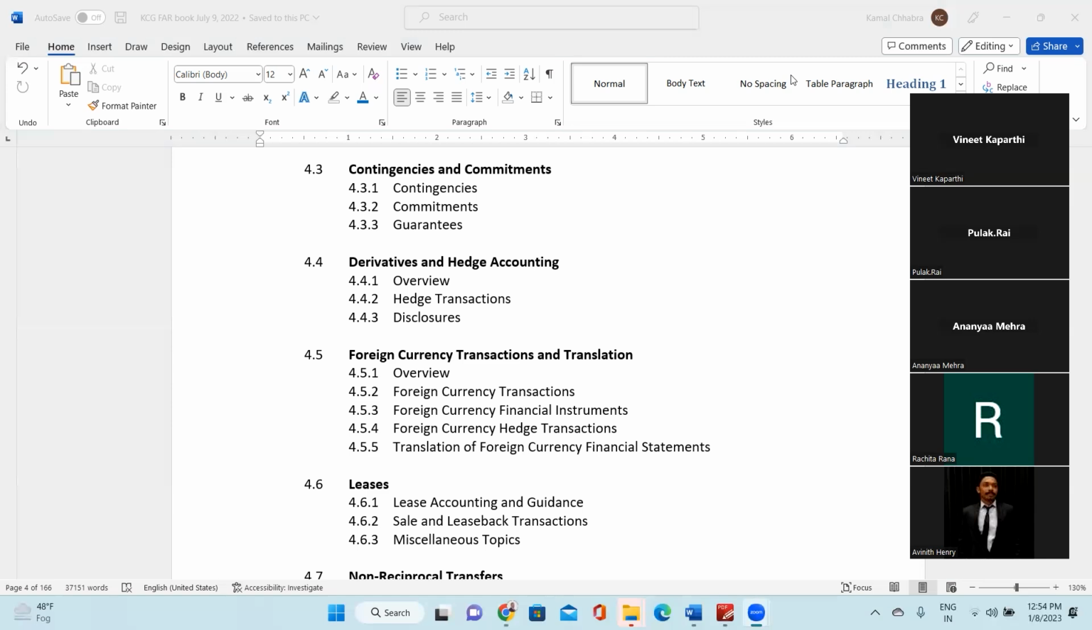Next is derivatives and hedge accounting. Have you heard about this term? Derivative and hedge? Yes, sir. What is a derivative, a hedge, or what is a financial instrument?